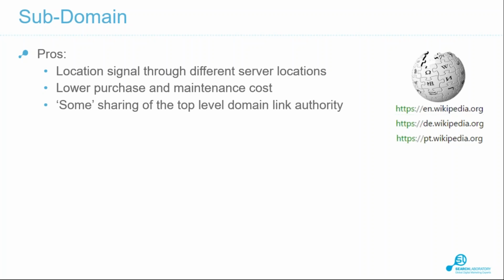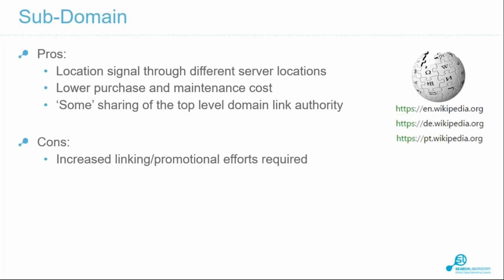And one of the other advantages is there is some sharing of the top-level domain link authority. So again, this is definitely not as strong as it would be if you took the subfolder approach. However, it's much stronger than if you were to take the unique domain approach, because Google will recognize that EN, DE, and PT in this example for Wikipedia, they all do reside on that single top-level domain of wikipedia.org. So there will be some sharing of that top-level domain link authority.